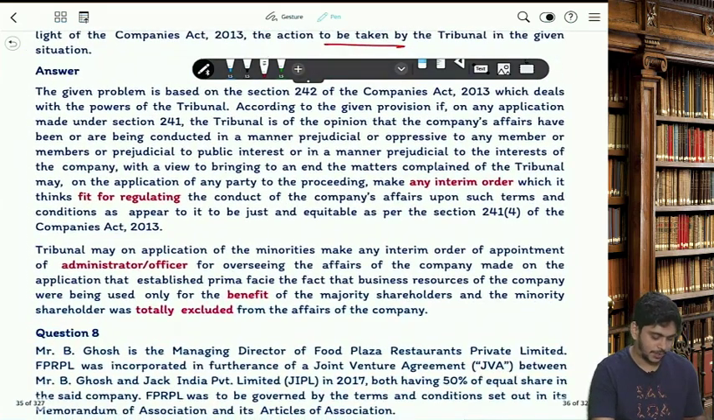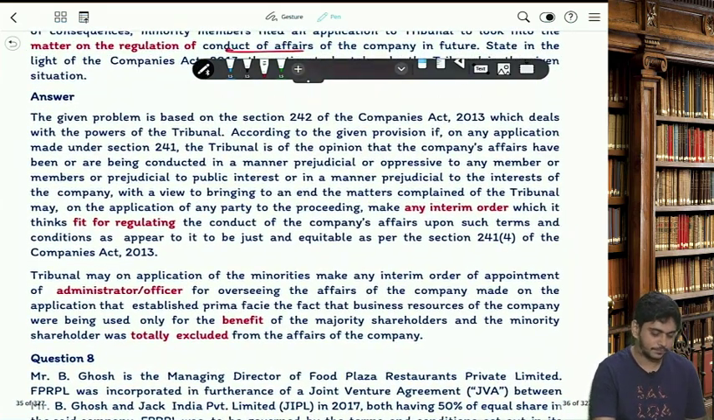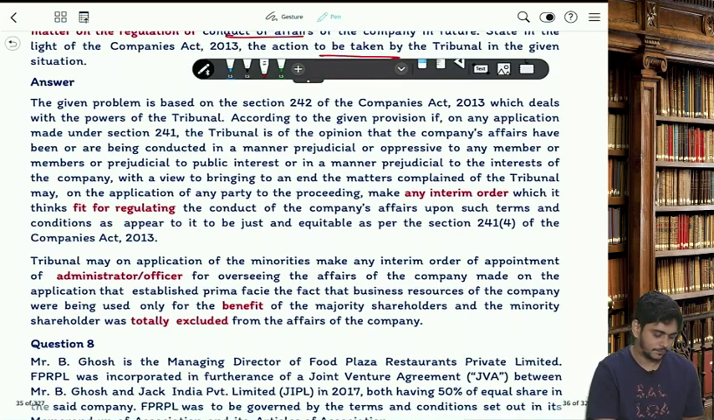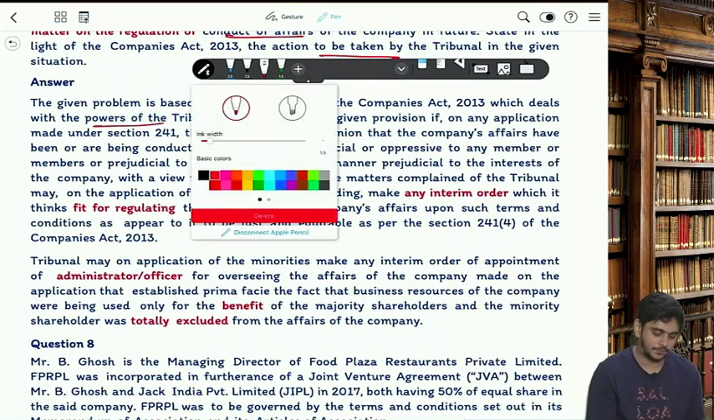So guys, you will make an application under 241. ठीक है? So because majority पे दिया, minority पे नहीं किया, तो गलत किया ये तो you will make an application under 241. तो 242 के तहत वो उसके powers है ट्राइब्यूनल के, तो क्या क्या करेगा देखो. It says the problem is based on 242 with the powers of tribunal.